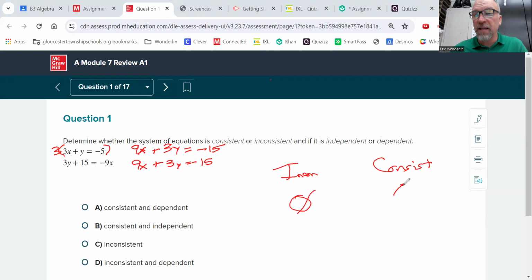So consistent breaks down into either independent or dependent. Independent means one answer. Dependent means infinite answers. So that means that since I have the same equation, I'm going to have a collinear system. Both equations are going to have an infinite set of answers. They are consistent and dependent. I'm going to click consistent and dependent. And there we go.